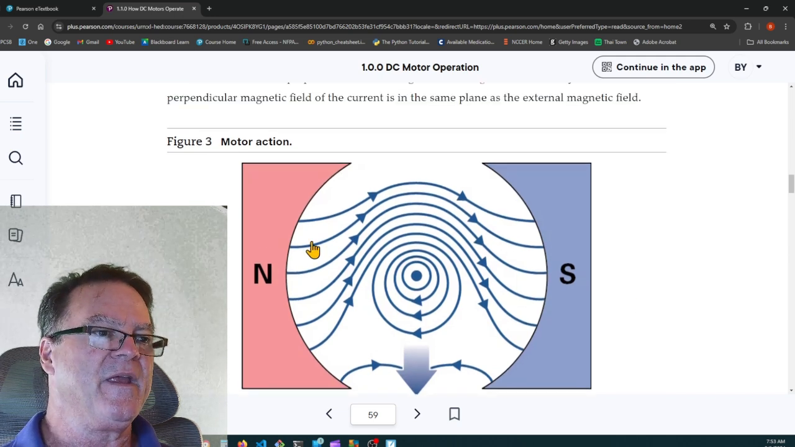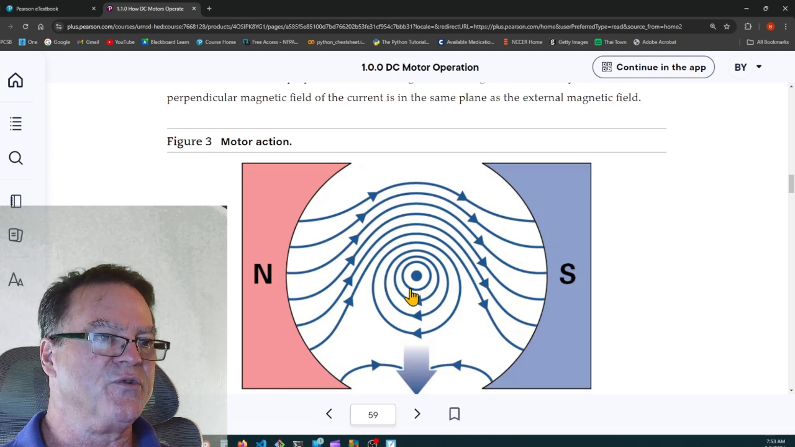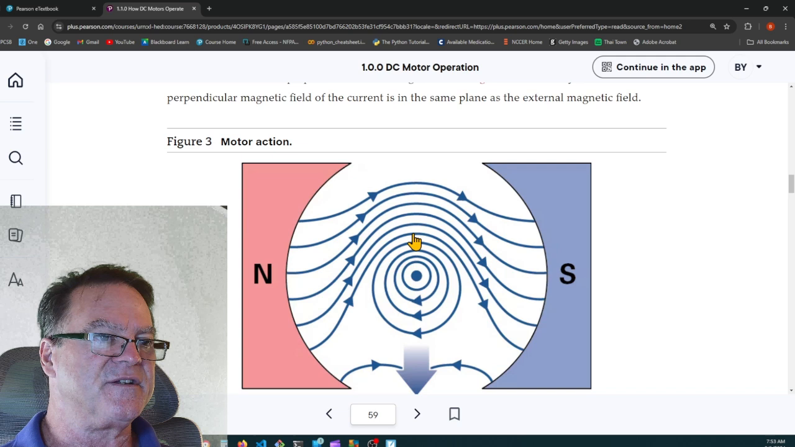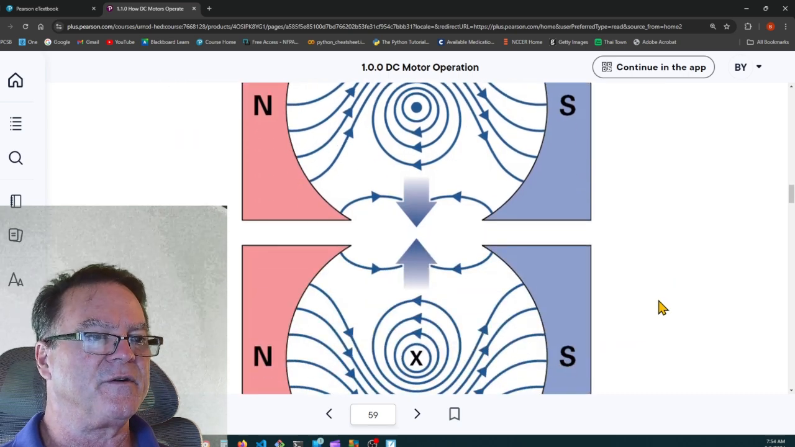So here are lines of flux running from north to south, and you can see that there is a conductor being pushed through these lines of flux. And what happens is it distorts these lines of flux. They bend, they go around the magnetic lines of flux that are running around that conductor.